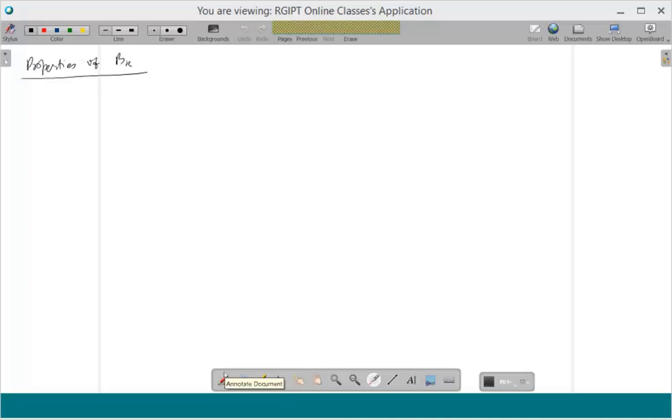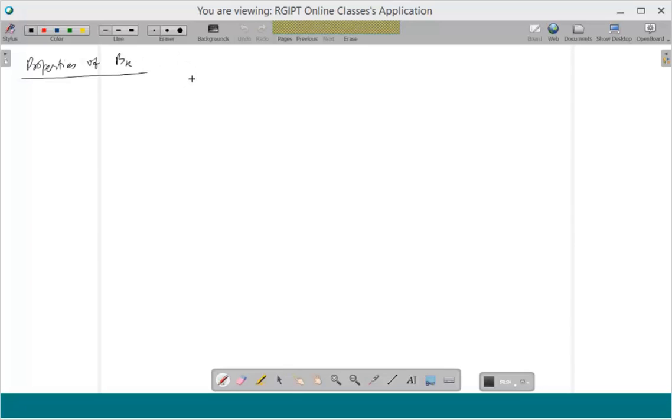Just to let you know, there's one method called finite difference, and there's another called finite elements, FEMs. For FEM, this exposure will be useful, but we will not go into FEM as such in this course. All right, so properties of BK.